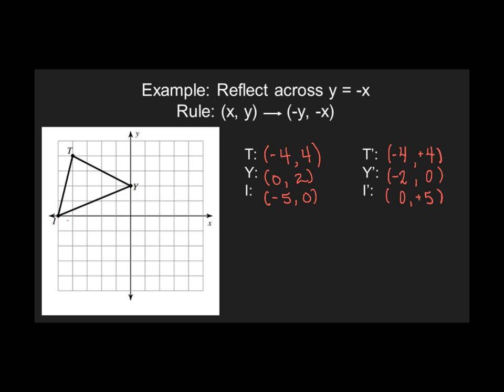And then if I graph those, T actually stayed in the same spot. Y' moves down here. And I' is at the top. And it can be kind of hard to see how that transformation worked. So let me just highlight the line for you so that you can see, if you were to fold your paper, how it really does lay back on top of itself.